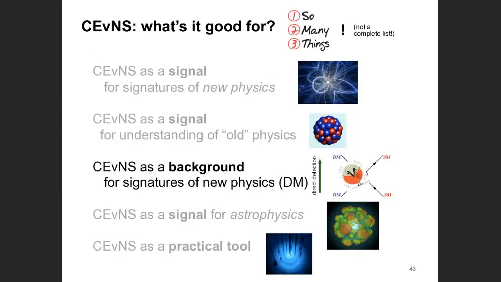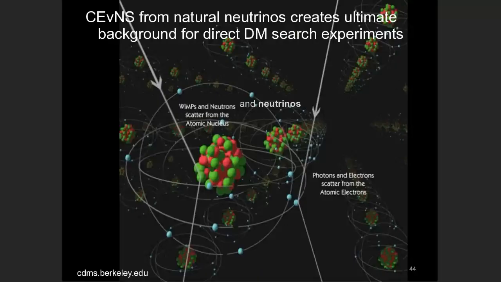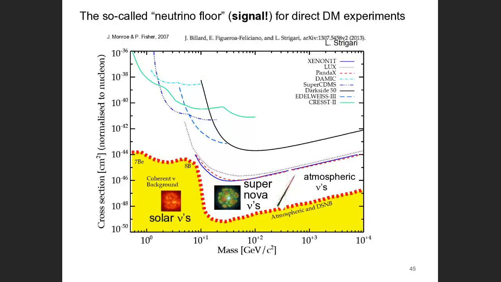Okay, so now let me talk about CEvNS as a background for signatures of new physics. And here the new physics I'm talking about is dark matter physics. In fact, CEvNS from natural neutrinos creates an ultimate background for direct dark matter search experiments. And of course, this search for direct WIMP detection has really aided CEvNS measurements by improving the technology, but they are linked as signal and background. There's what is called the neutrino floor, and actually this is kind of also a signal opportunity.